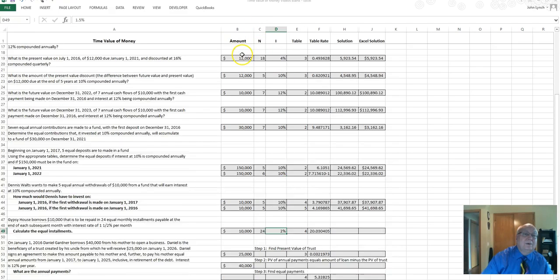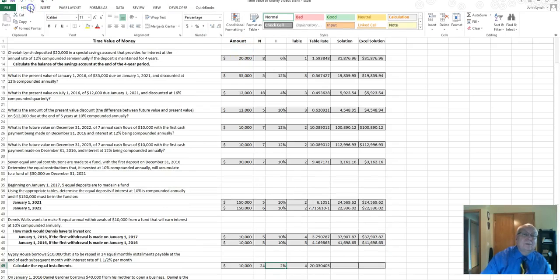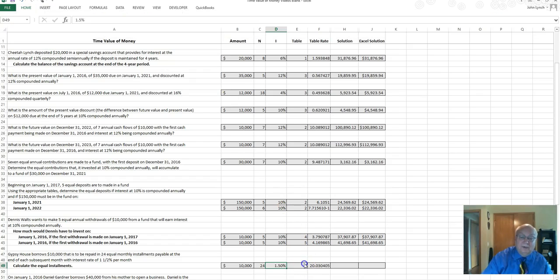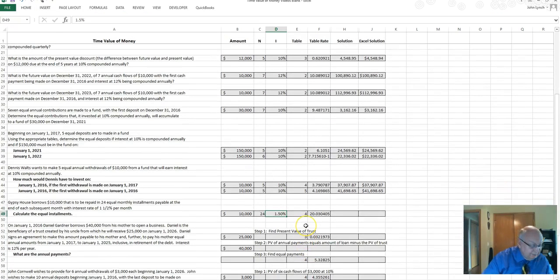And we need to go home. Oops. There we go. 1.5. So we can see it. Okay, table 4. So we go to 1.5% for 4. We get that table 4. And do 1.5% for 24 periods. You come up with the 20.